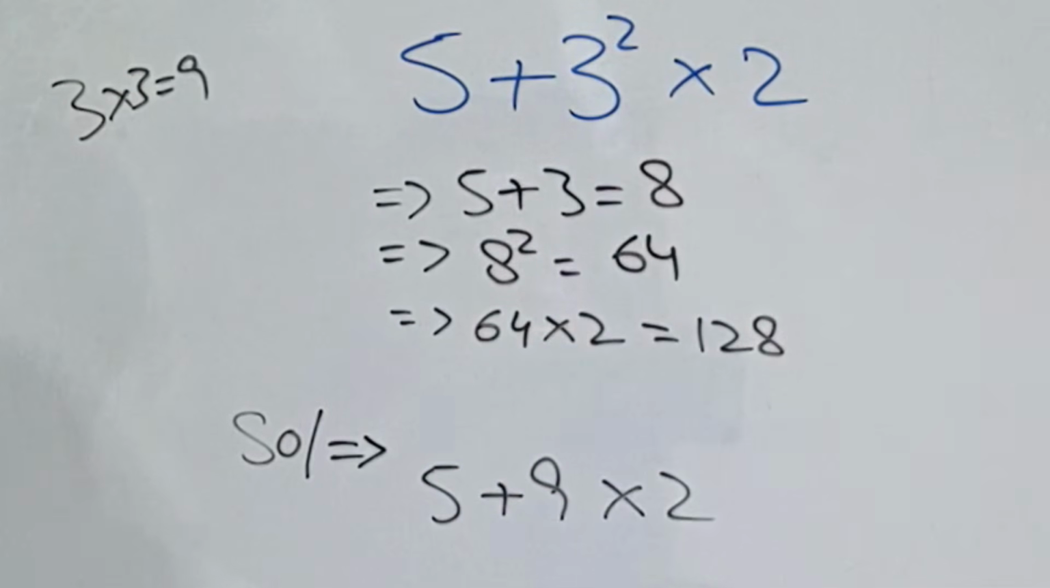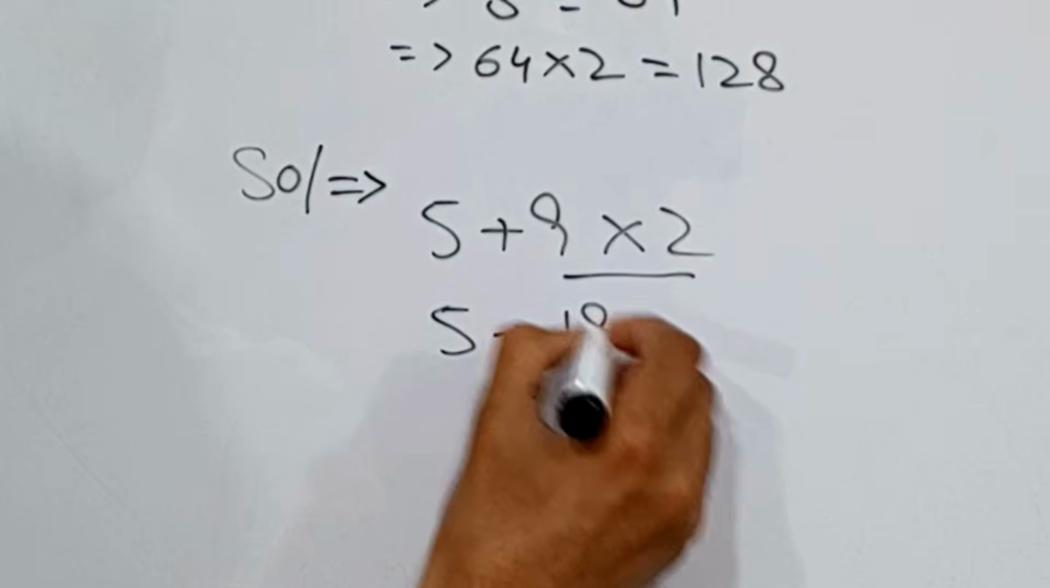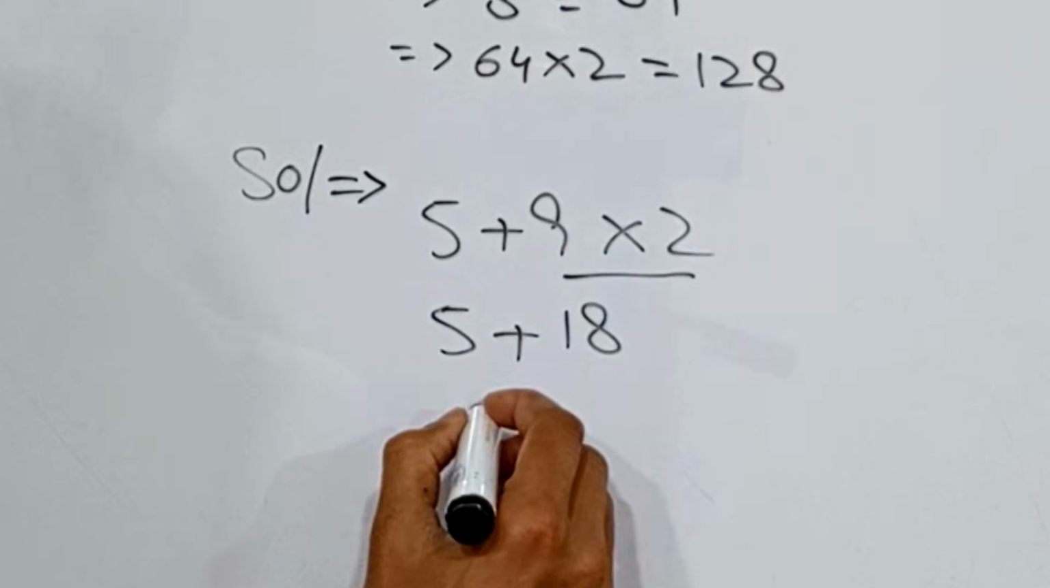Times 2. Now step 2, multiply first, right? So 9 times 2. 5 plus 9 times 2 equals 5 plus 18. Now add: 5 plus 18 equals 23.